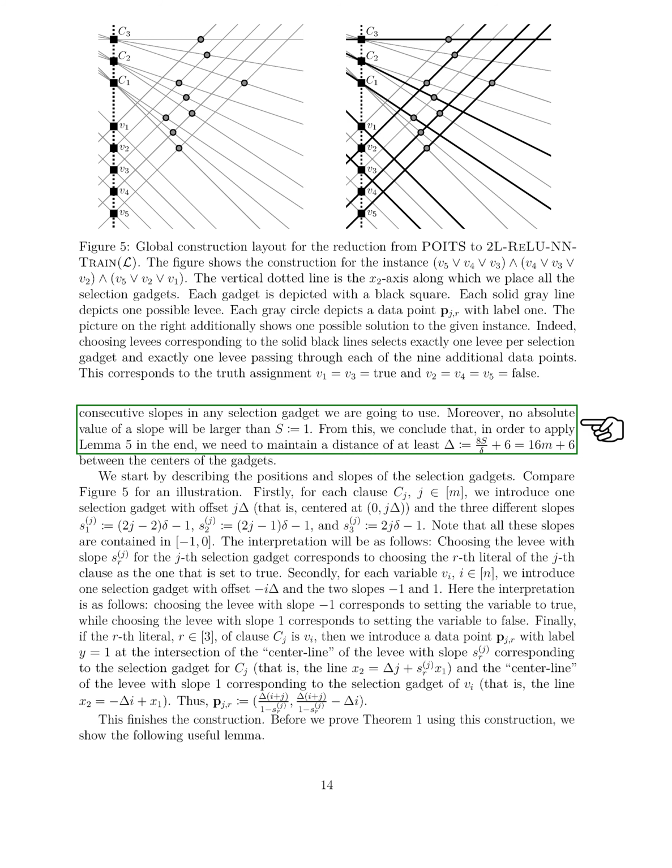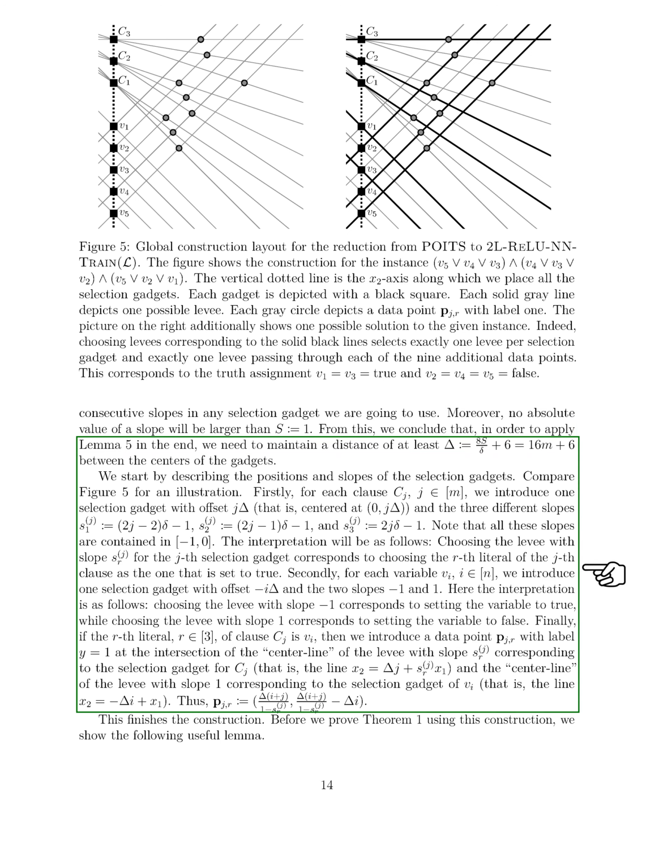We'll use a small difference value, delta, which is 1 divided by twice the number of clauses. This will be the smallest difference between any two consecutive slopes in any selection gadget we use. Also, no slope will be greater than 1 in absolute value. To apply our lemma at the end, we need to maintain a distance of at least 16m plus 6 between the centers of the gadgets. We'll start by describing the positions and slopes of the selection gadgets.